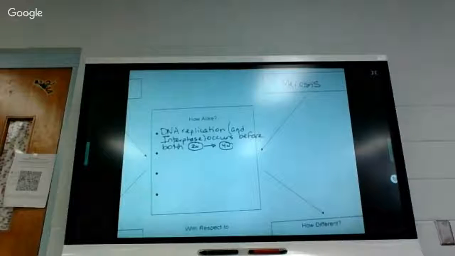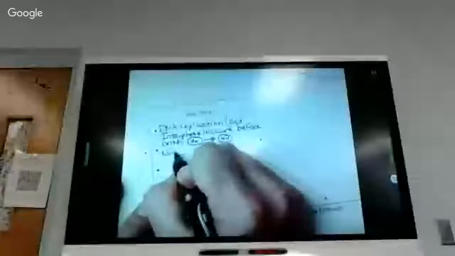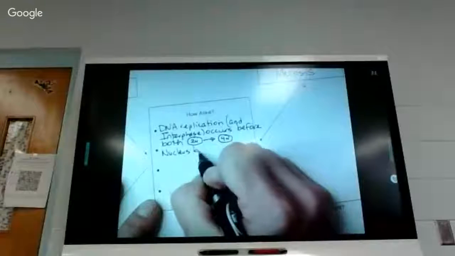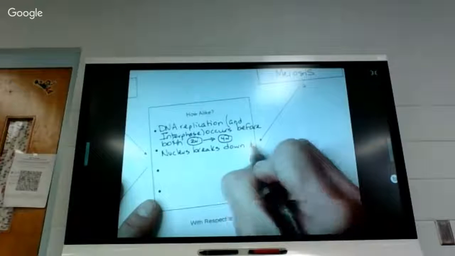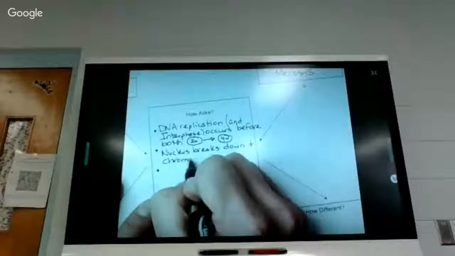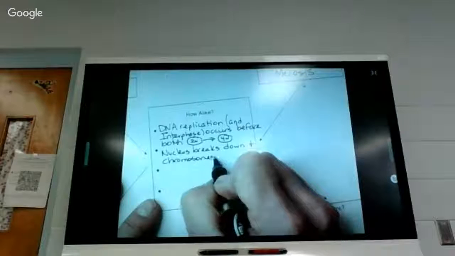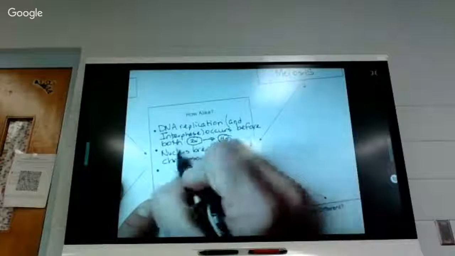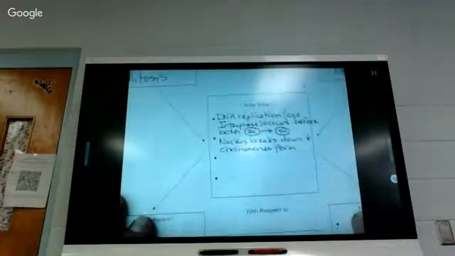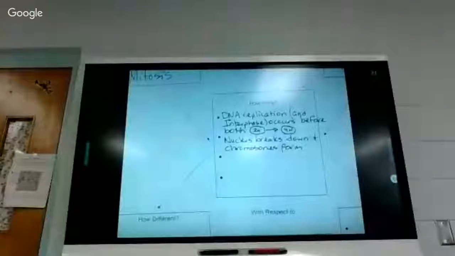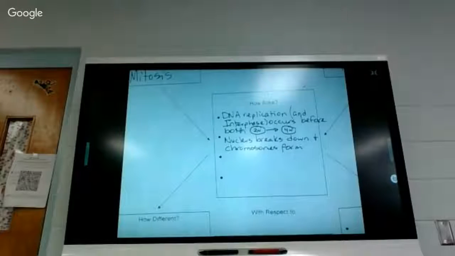Okay, so it breaks down and I'm going to go ahead and add in chromosomes form. Okay, and this will all be part of that first prophase, just like in mitosis. But something special is going to happen to those chromosomes, we know, in meiosis. But we'll look at the differences in a second.